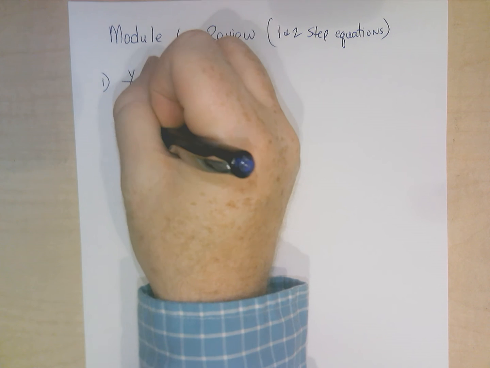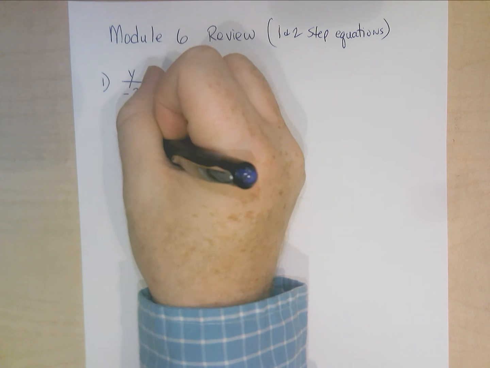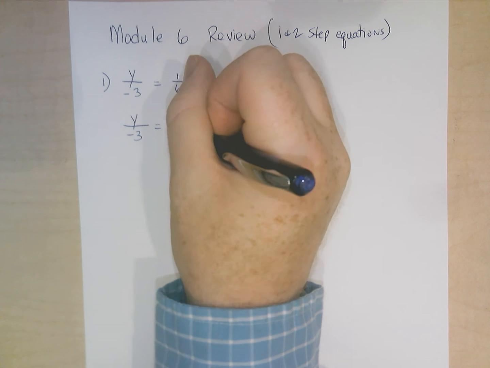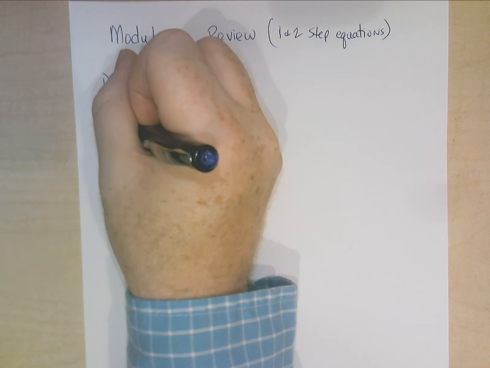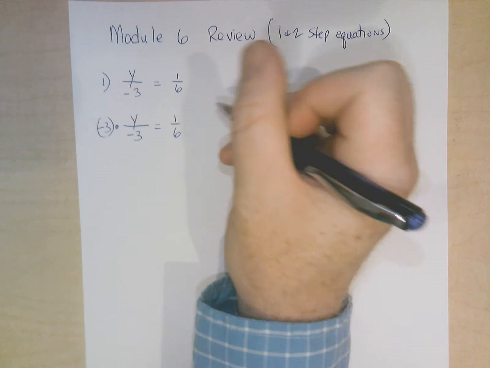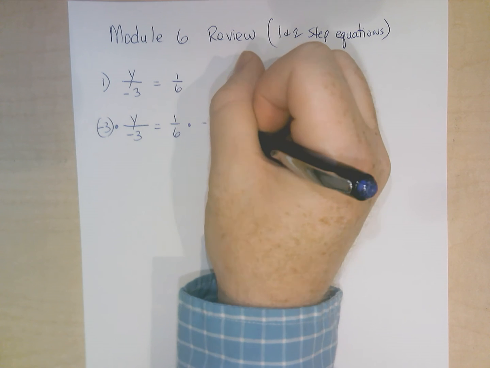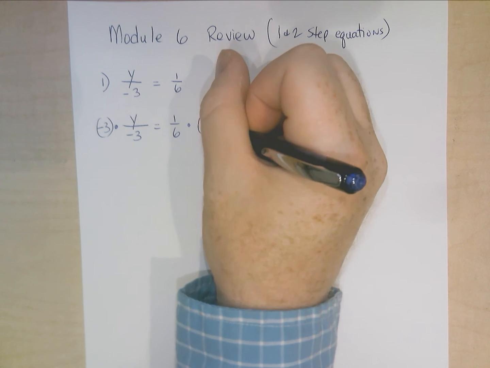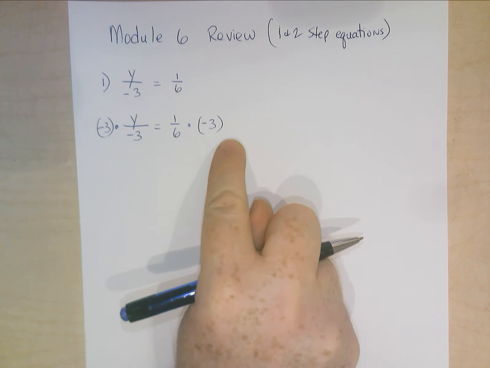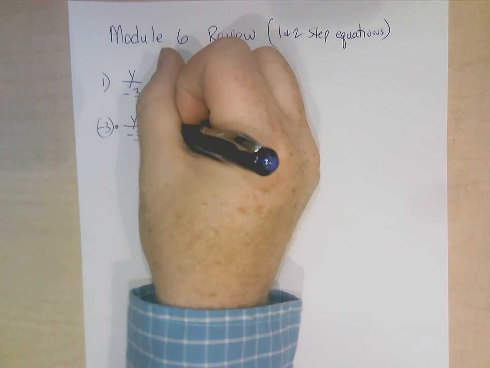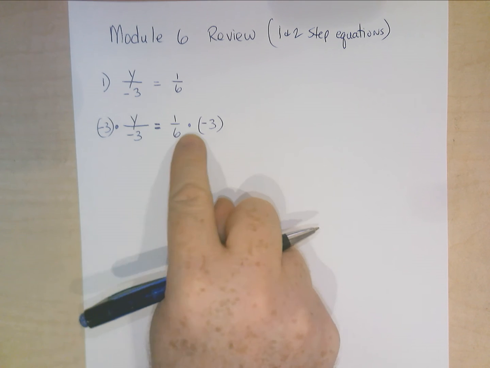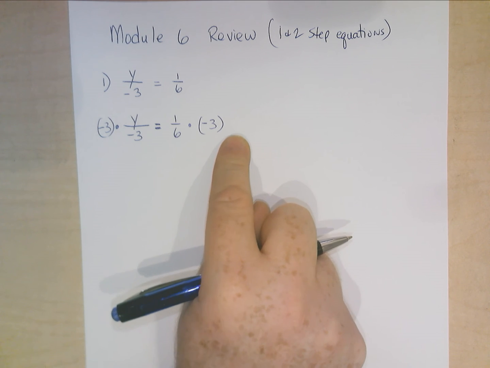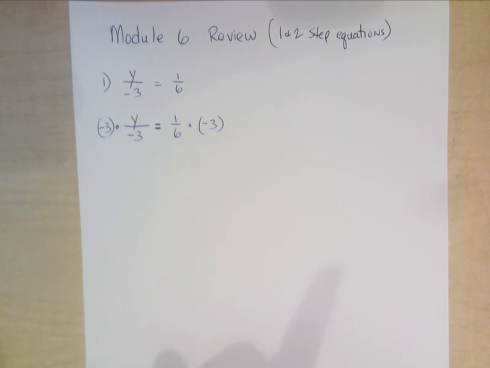I'm going to rewrite this again so I'm not crowding the problem. I'm going to multiply both sides by negative 3. Remember, whatever you do to one side of the equation, you have to do to the other side to maintain the equality, to maintain this equal sign. If you multiply only this side by negative 3, then it's no longer equal. So we're multiplying both sides by negative 3.